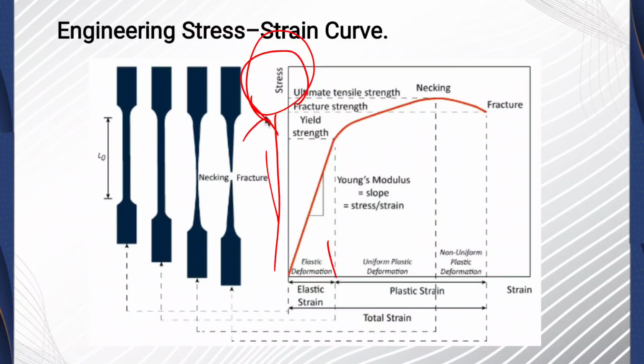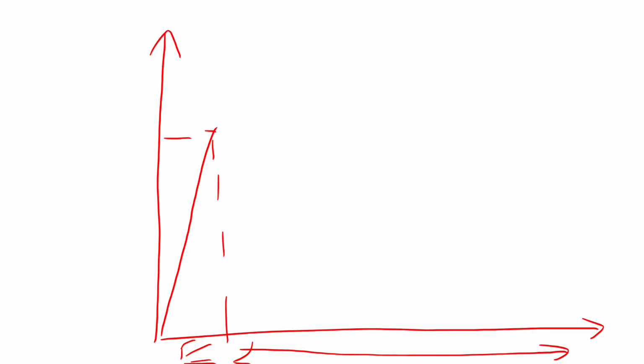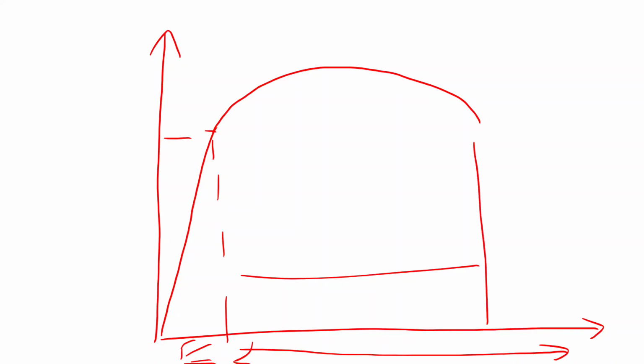For materials like mild steel, we can clearly see yield strength. Beyond this point, permanent deformation occurs. Here it is the yield strength. After this yield point, the specimen undergoes elongation. So this region is called plastic deformation. This means it will not return to its original shape after removing the load.